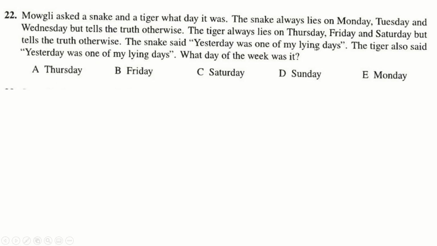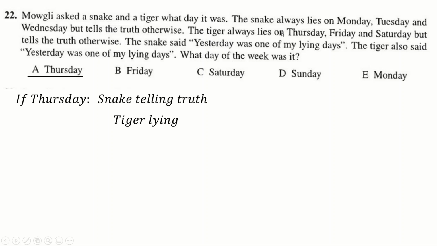So the snake says, yesterday was my lying days. Well, that's the truth. Yesterday is Wednesday. That's the lying day. So that's the truth. Now, Thursday is one of the tiger's lying days. The tiger says, yesterday was one of my lying days, which is a lie. It wasn't, because Wednesday is a truth day. So Thursday is the answer.